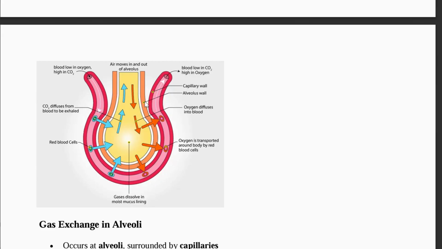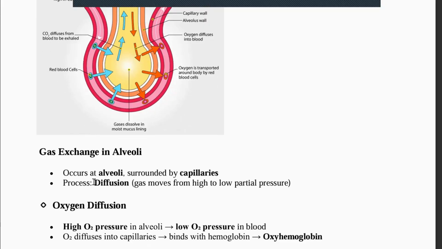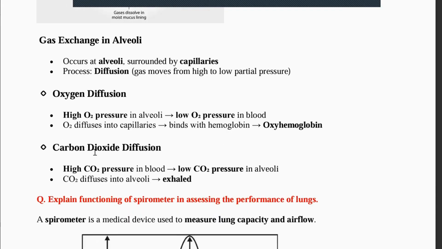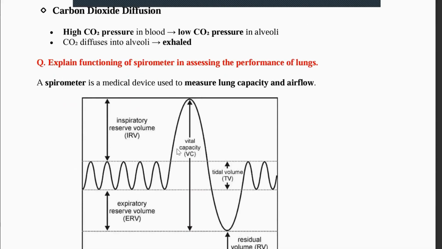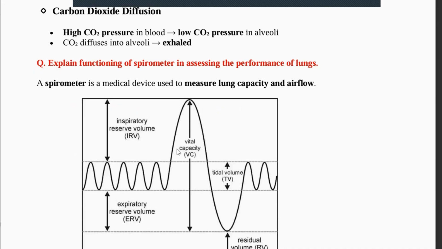So this is our alveolus wall and this is our capillary wall. Clear? You have to write this diagram and you have to explain it: how the exchange takes place in the alveoli, how the oxygen diffusion takes place, how the carbon dioxide diffusion takes place. Next question is: explain the function of the spirometer in assessing the performance of the lungs.